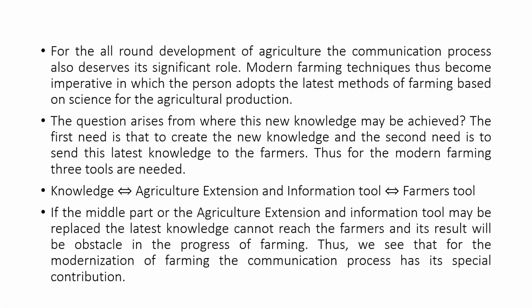Thus, three key tools are required for modern farming. First is knowledge, second is agricultural extension and information tool, third is the farmers tool. Knowledge will be the knowledge around the agricultural sector and all the facilities, latest modern techniques of farming, latest production techniques of farming, all the theoretical knowledge, the field-based knowledge as a framework, and then through extension practices and through all the information tool. Information tool would be all the media devices that we use in order to help facilitate this process.